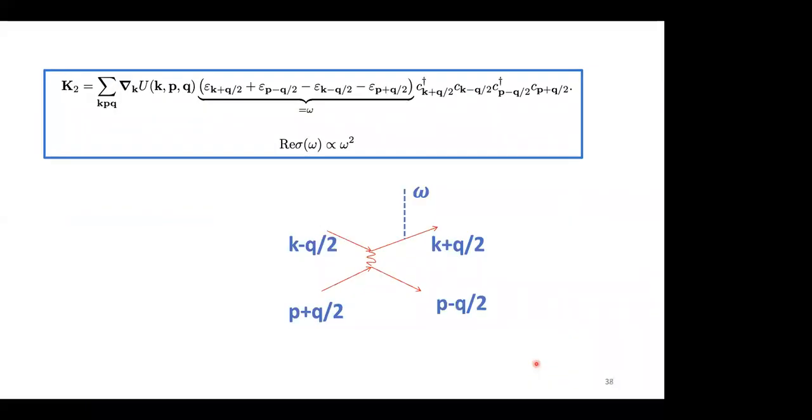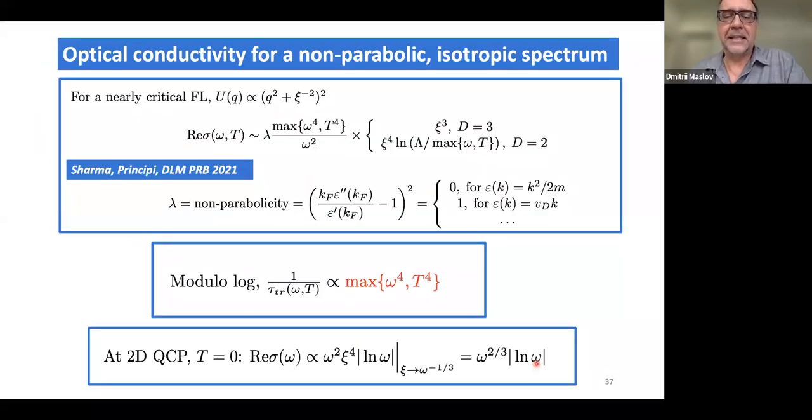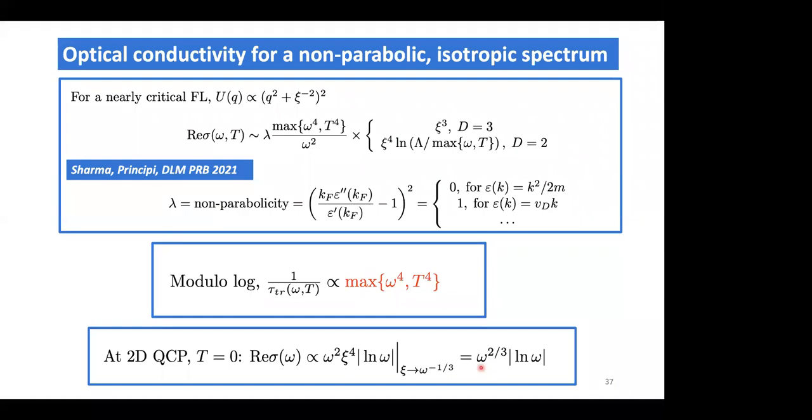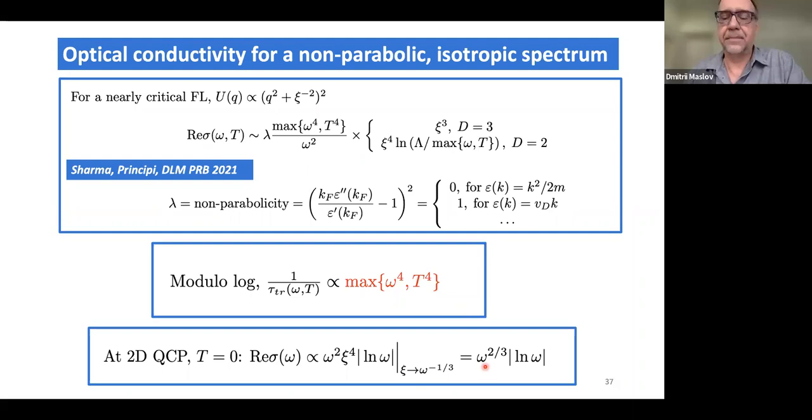So that's really omega to the two-thirds, not minus two-thirds. Yeah, it's really omega to the two-thirds, and the naive scattering rate would give omega to the 2 minus 2 thirds.